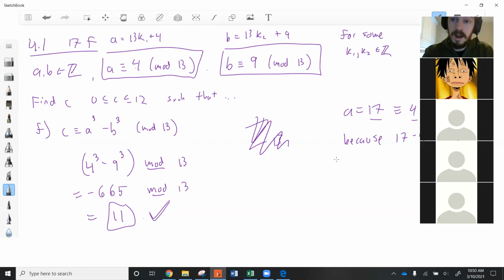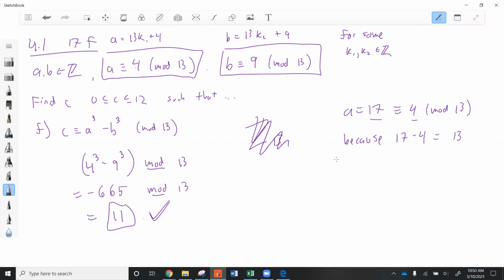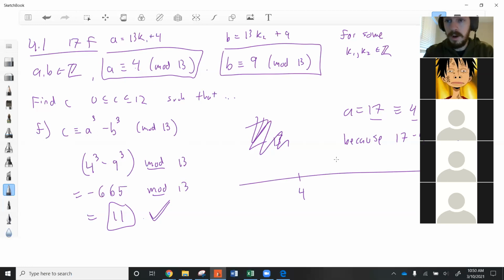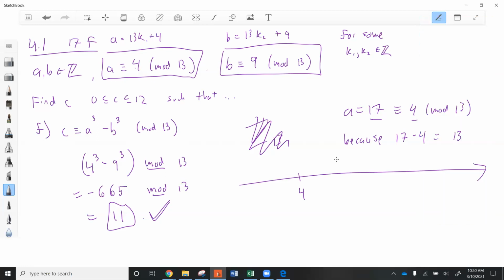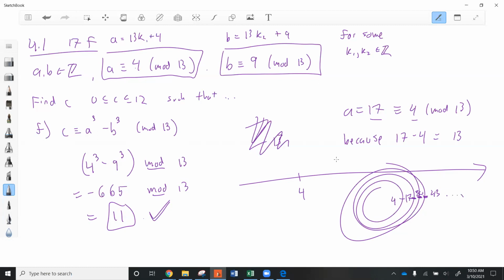So that's the difference between congruence and equality. Equality is like on the number line: 4 is 4. The only thing that's equal to 4 is 4. But congruence is like you take that number line and wrap it in a circle. It goes on forever. And then 4 is also congruent to 17, which is also congruent to 30, which is also congruent to 43, and so on.